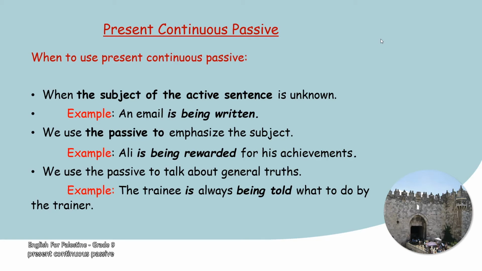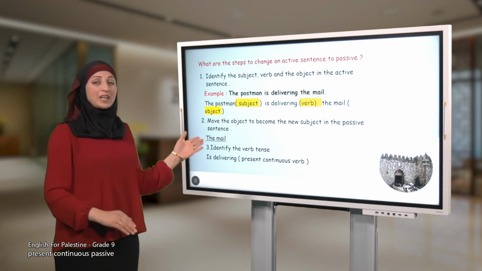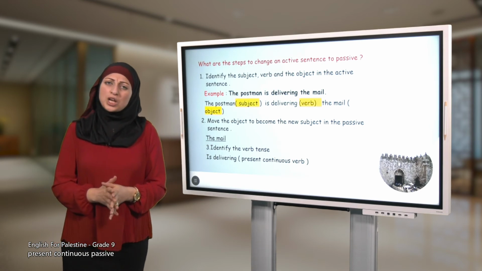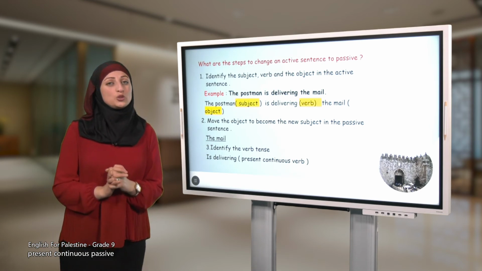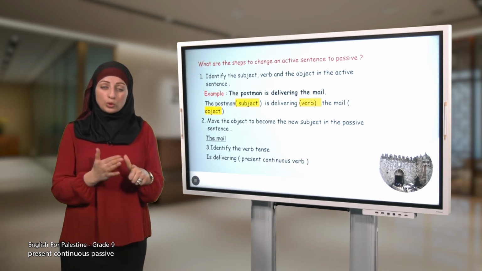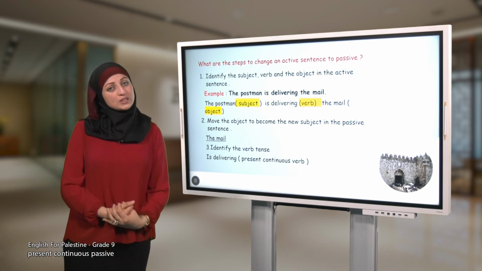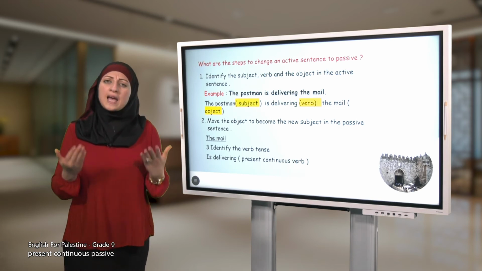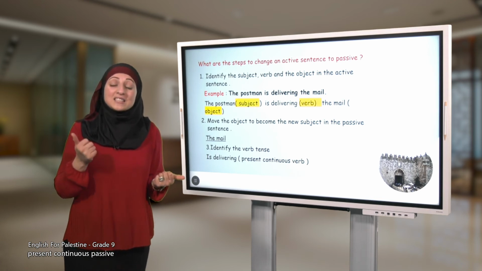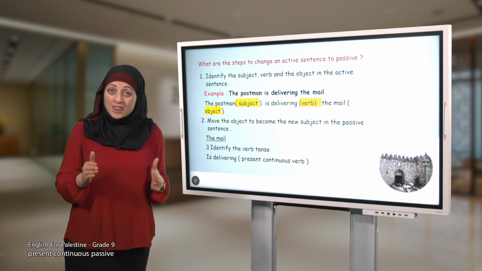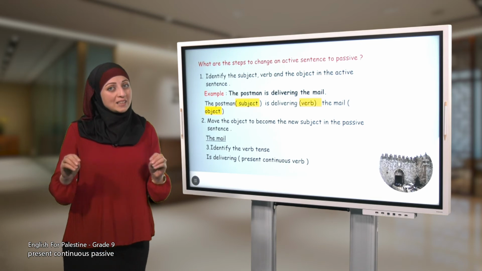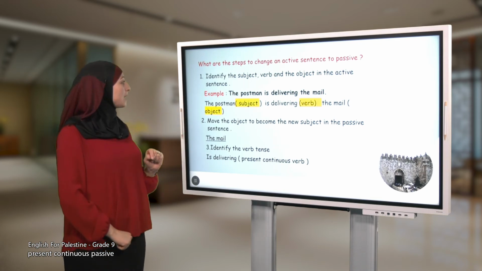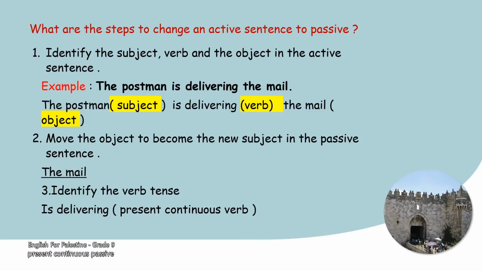For example, the trainee is always being told what to do by the trainer. Okay, what are the steps to change an active sentence into passive? Step number one, to change an active sentence into passive, I have to identify the subject, the verb, and the object in the active sentence. Let's see an example. The postman is delivering the mail.